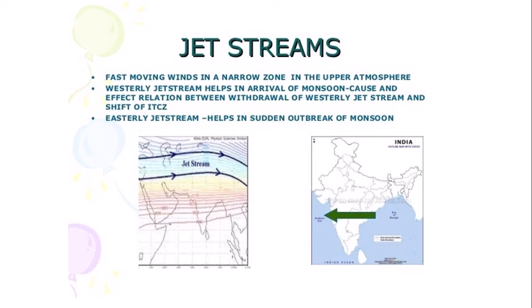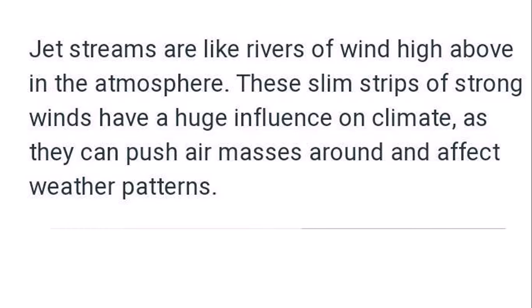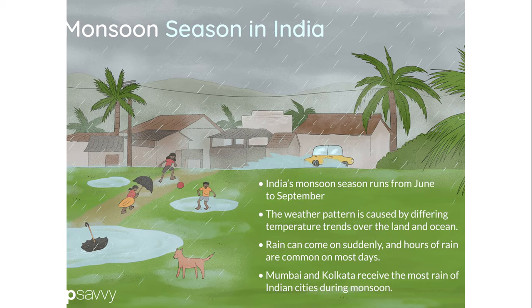Fast moving winds narrows and in the upper atmosphere we have it, and also it is towards the Tibetan plateau we can find. And next, students, let's learn about monsoon. It's an Arabic word. We call it as mawsim, which means season.